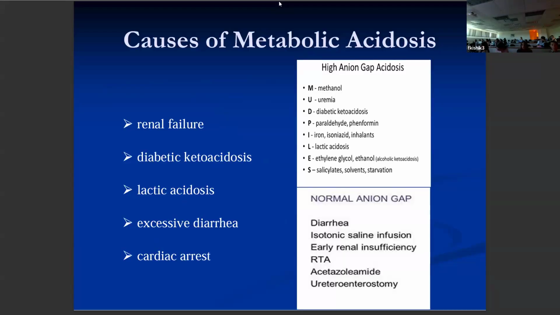So normal gap, losing bicarb: diarrhea, isotonic saline, if you keep infusing them. Acetazolamide, which is Diamox, which we commonly use in the unit to get people off vents. We commonly use it to correct holding on to or retaining CO2. We also use it for altitude sickness. You want to go climb Machu Picchu, the altitude's very, very high, and you're going to get altitude sickness. Acetazolamide, also known as Diamox, works very well for that, but it can also cause normal gap acidosis.